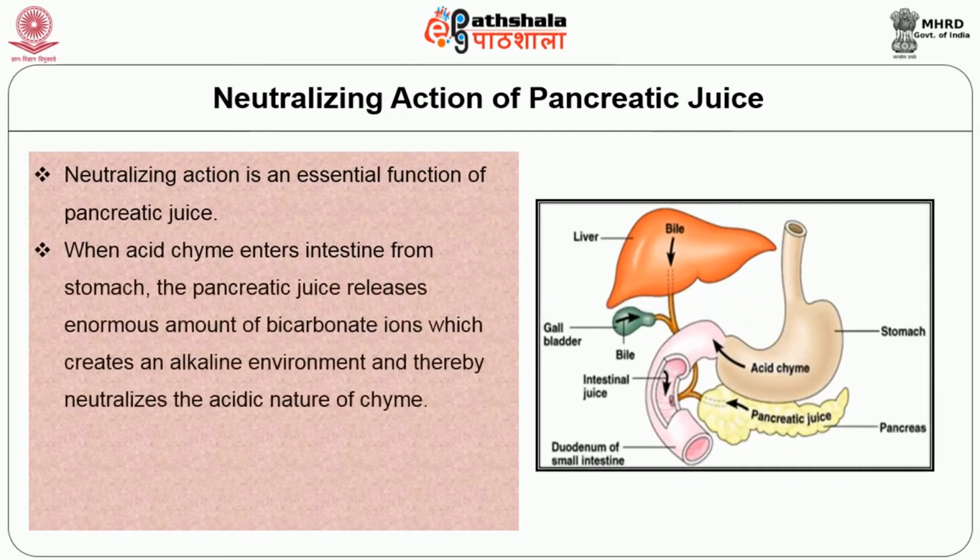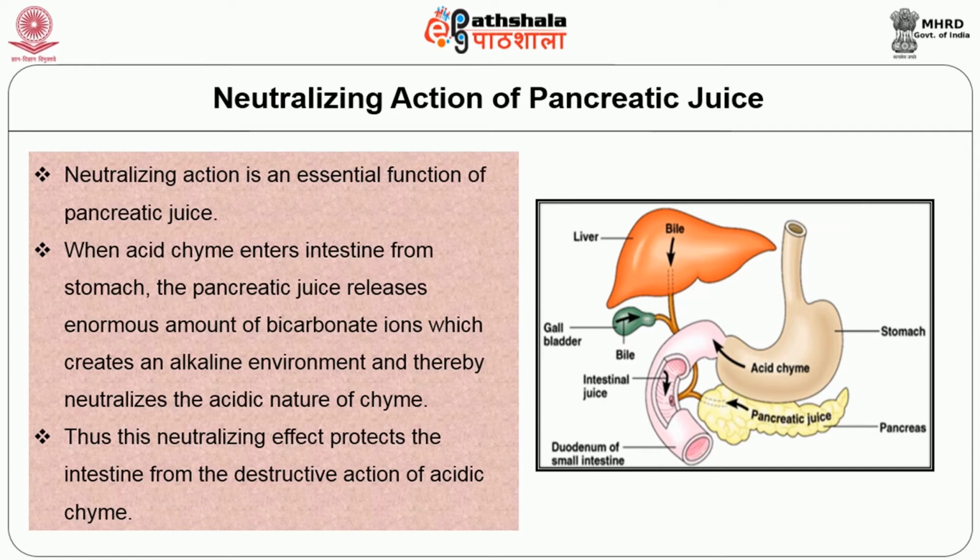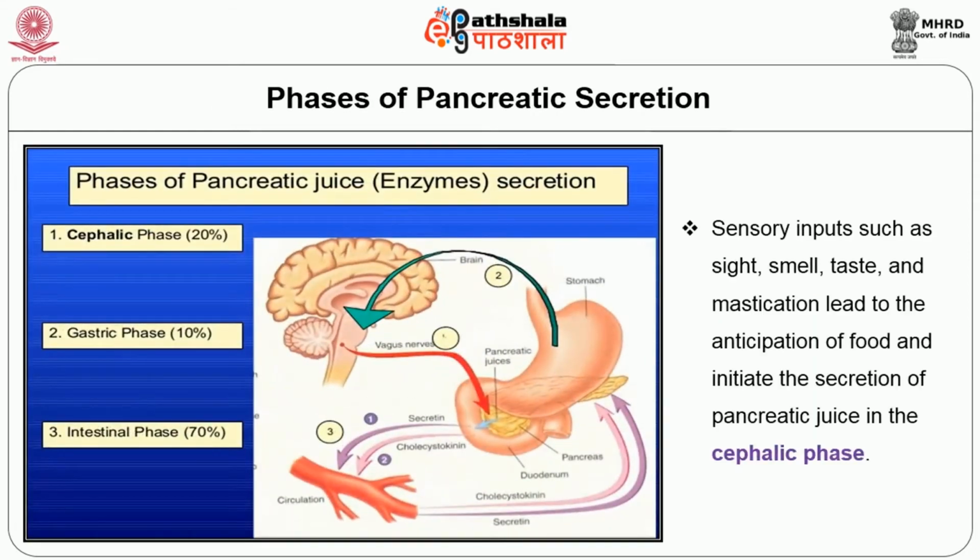Likewise, pancreatic juice has a neutralizing action, where acid chyme enters the intestine from the stomach and the pancreatic juice releases an enormous amount of bicarbonate ions, which creates an alkaline environment and thereby neutralizes the acidic nature of chyme. Thus, this neutralizing effect protects the intestine from the destructive action of acid chyme. The phases of pancreatic secretion are regulated by nervous and hormonal factors.